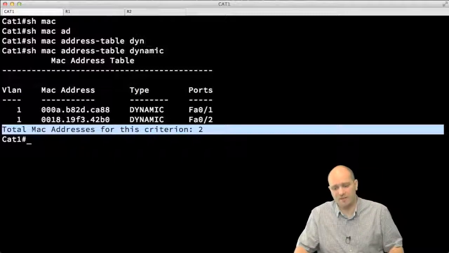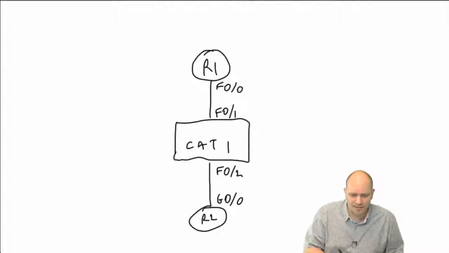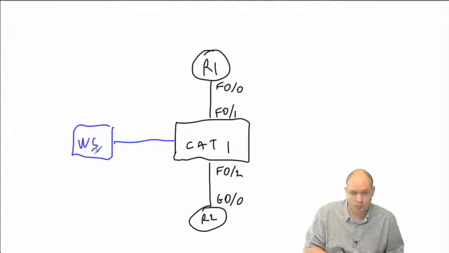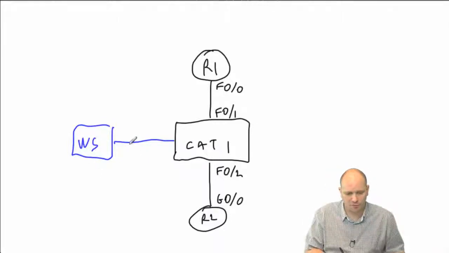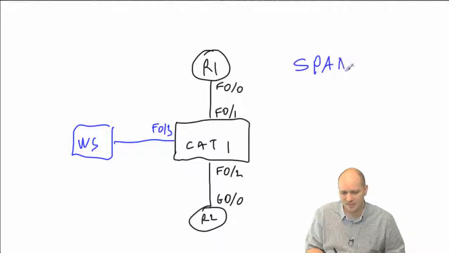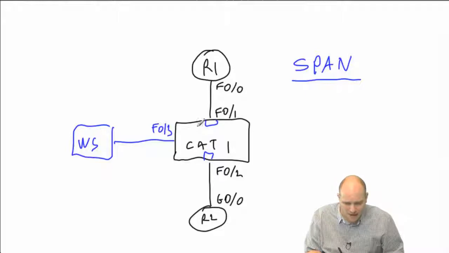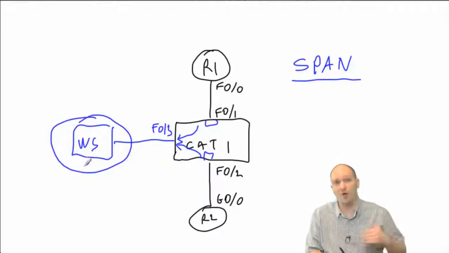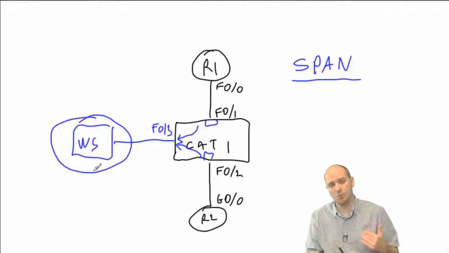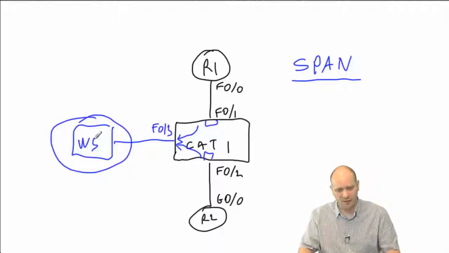I do have another device connected to my network. This other device is a host running Wireshark, so the packet capture software. This is connected to Fast Ethernet 0/3 on Cat1. I'm going to use a feature on my Cat switch which is called SPAN, or the port mirroring really. And I'm going to monitor these ports and anything that I receive on these two ports, I want to send a copy of this to my Wireshark so that I can actually observe all the traffic that enters these two ports in real time. Let me go and configure this feature real quick.